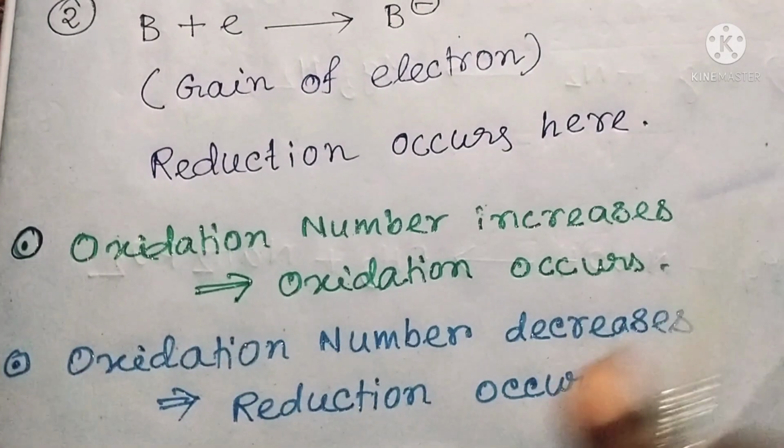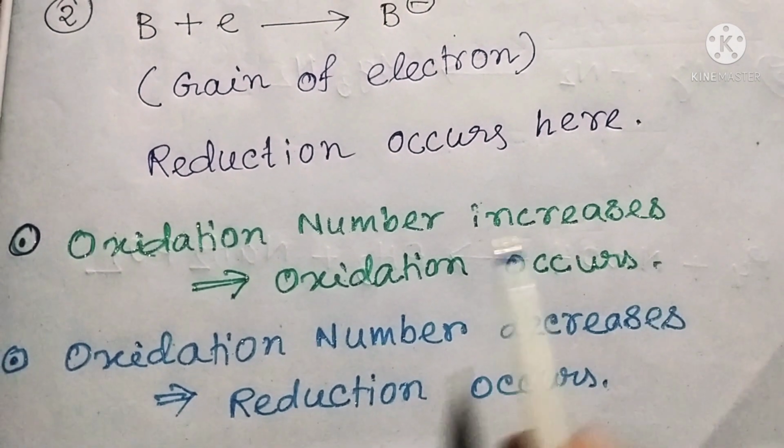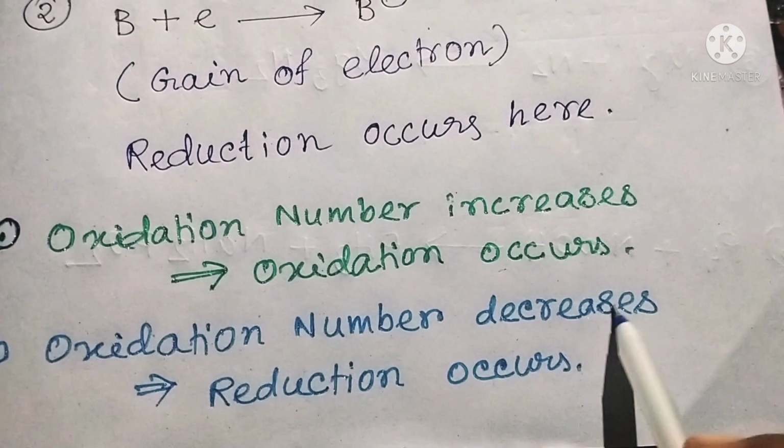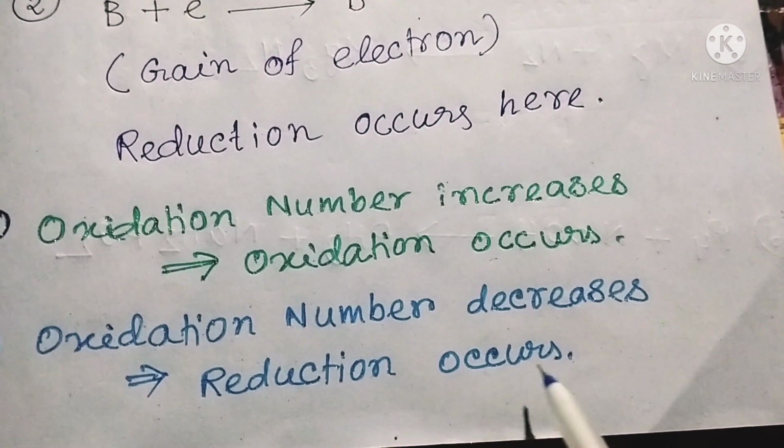Now if oxidation number increases, that means oxidation occurs. And if oxidation number decreases, that means reduction occurs. Now let's do some examples.